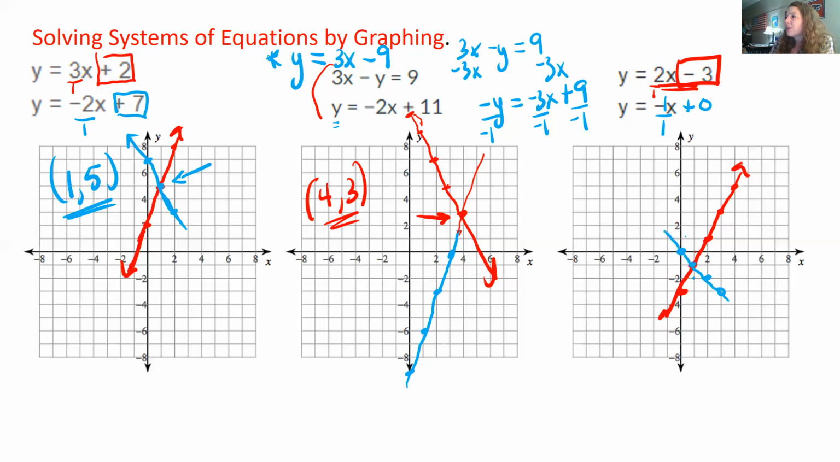And I see that those two intersect right here. What is this coordinate right there? So from the origin, I go right 1, down 1. That's my solution. Oh, man.